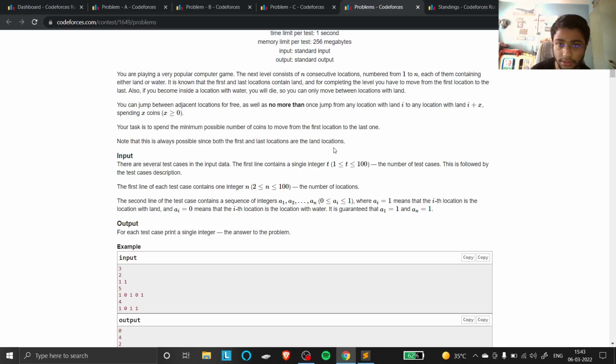No more than once jump from any location with land i to any location, as well as no more than once jump from any location with land i to any location with land i plus x, spending x points. Here is the key point.